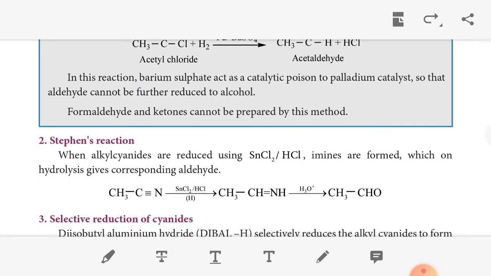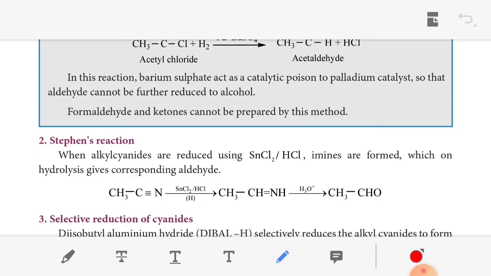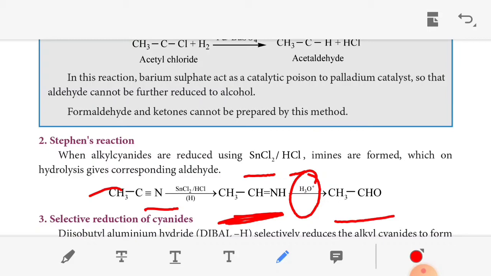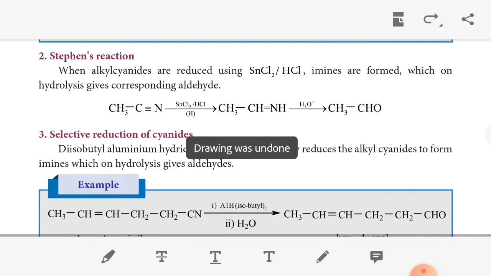The next naming reaction is Stephen's reaction. When alkyl cyanide, where CH3 is alkyl and CN is cyanide, is reduced using SnCl2, stannous chloride, and hydrogen chloride, it forms imines, HN=CH-CH3, which on hydrolysis give the corresponding aldehyde. So alkyl cyanide reduced with stannous chloride and hydrochloric acid gives the compound imine. These imines are further hydrolyzed, that is, addition of water, to give acetaldehyde. This is Stephen's reaction. This is also a very important reaction.